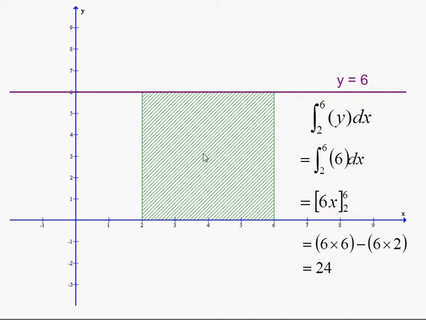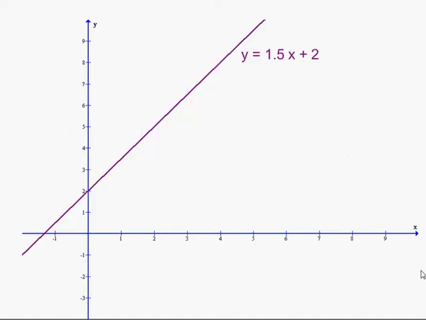This is a rectangle, so obviously I can check the area. It's 6 by 4, 24. Hey, it works, I got it right. Awesome. Let's do something a little bit more sophisticated.